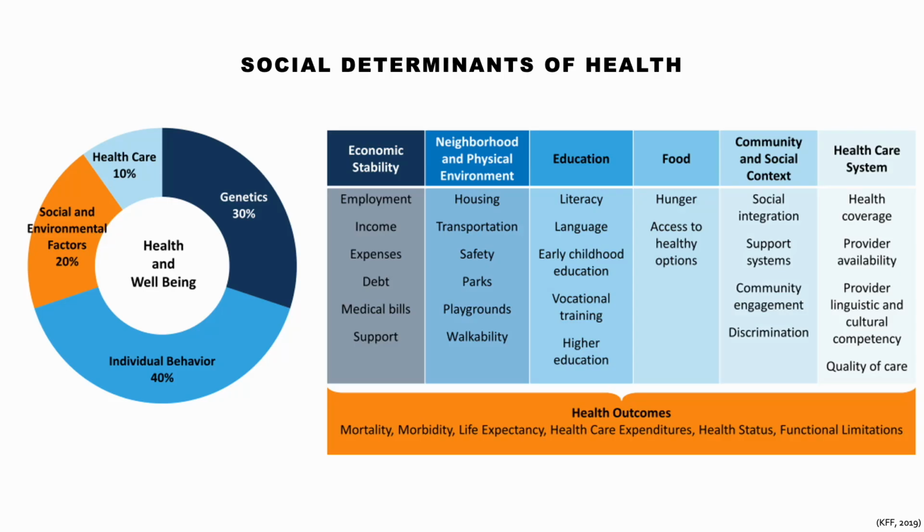Determinants of health can be physical, such as genetics, or environmental factors external to the individual. Two individuals with the same genetic risk can experience different health outcomes if one has access to clean air, nutritious food, stable housing, and high-quality health care, while the other does not.